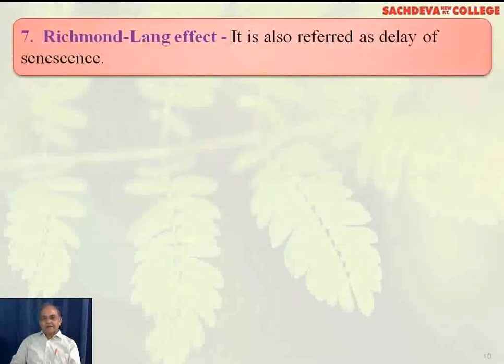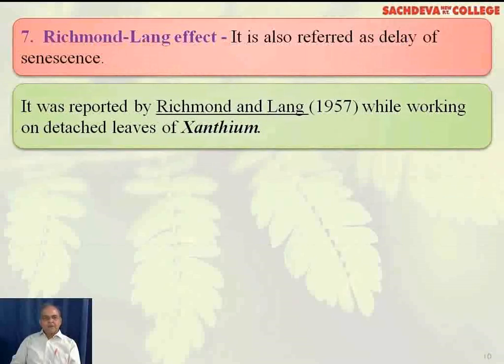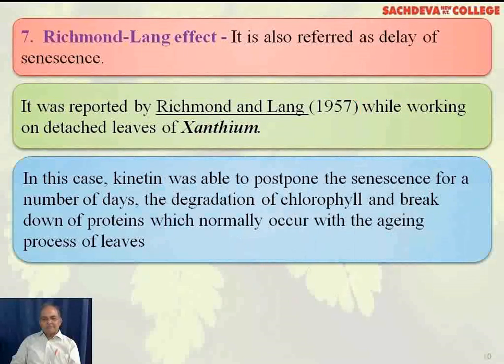Richmond and Lang effect. It is also referred to as delay in senescence. It was reported by Richmond and Lang in 1957 while working on the detached leaves of Xanthium. In this case, kinetin was able to postpone the senescence for a number of days, that is the degradation of chlorophyll and breakdown of proteins, which normally occur with the aging process of the leaves.